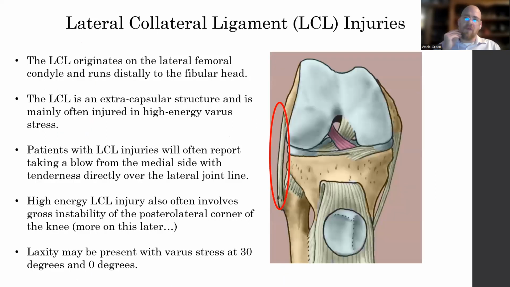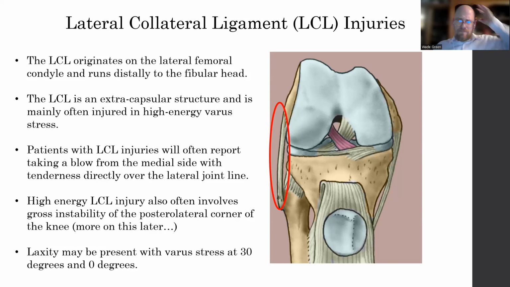Okay, what about the LCL? So the LCL obviously originates on the lateral femoral condyle and then attaches on the fibular head. One thing to keep in mind in regards to the LCL is this is an extracapsular structure, right? So it's not actually a part of the rotational component of the knee.